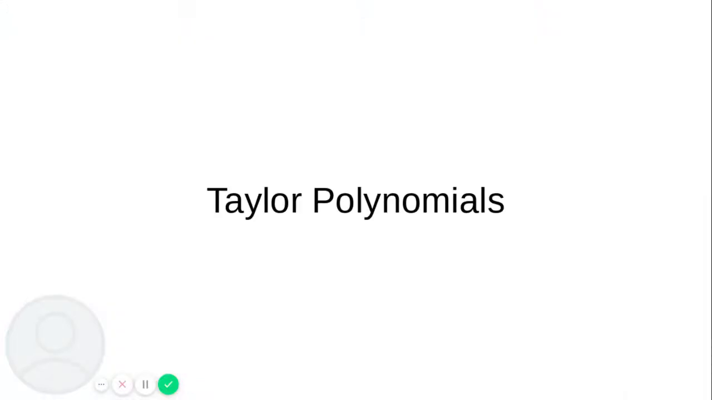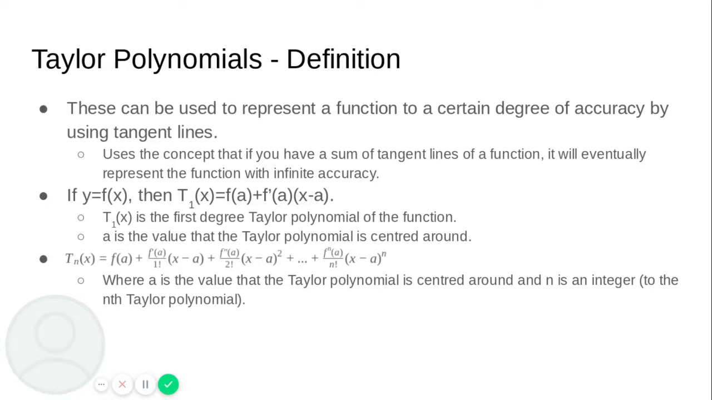So today we're going to talk about Taylor polynomials and some of their applications. A Taylor polynomial can be used to represent a function to a certain degree of accuracy by using tangent lines. Essentially, if you have a bunch of tangent lines of a function, it will eventually represent the function with infinite accuracy. So if we have a function y equals f of x, then the first degree Taylor polynomial will be equal to f of a plus f prime of a times x minus a.